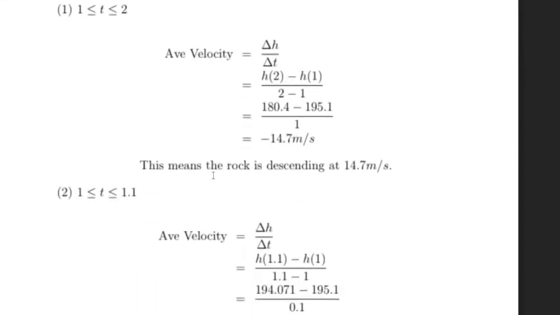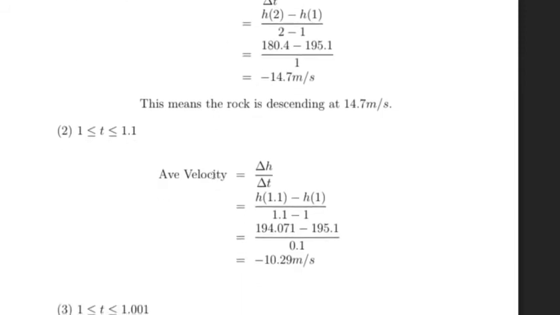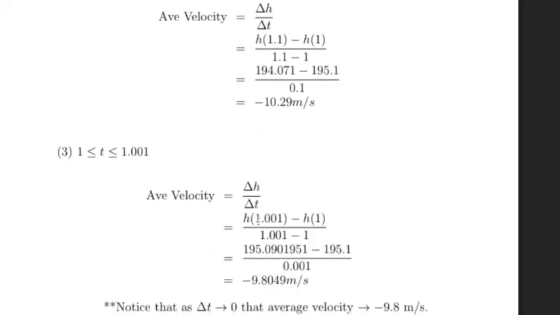Now let's look at the next time period: 1 second to 1.1 seconds. Average velocity is the change in height over the change in time. So it's the height at 1.1 seconds minus the height at 1 second, over 1.1 minus 1. Find the difference. This time, the major difference is that my time difference is just 0.1 of a second. When I do the division, I get negative 10.29 meters per second. And again, negative because it's going down. There's my vector quantity. Now let's tighten that up just a little bit more.